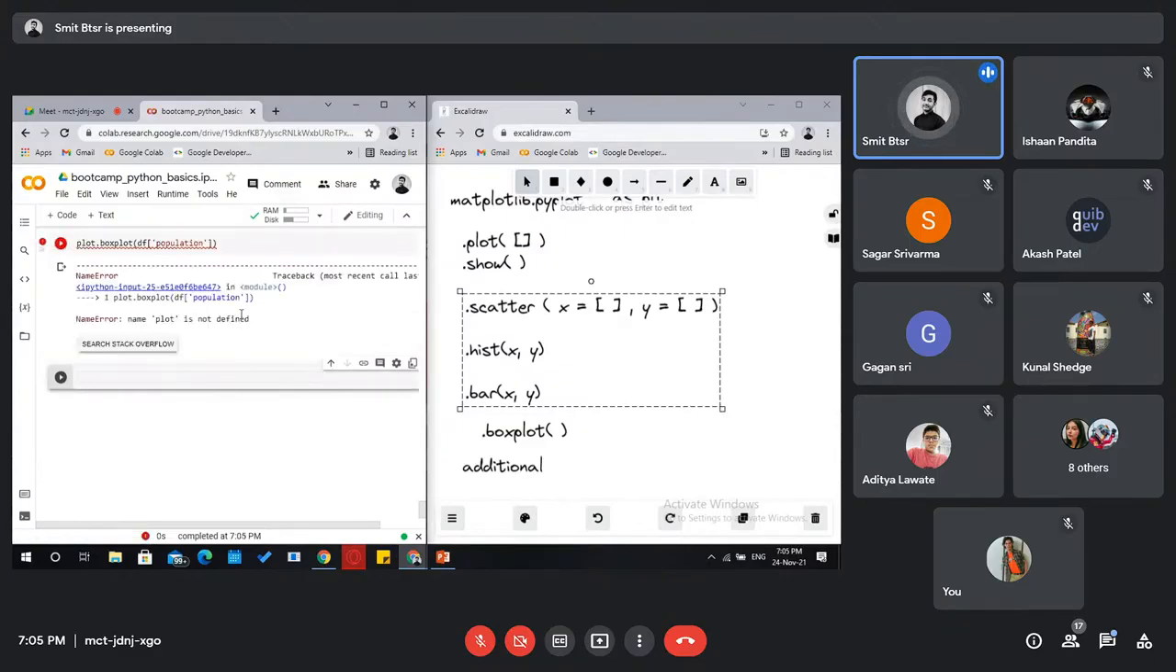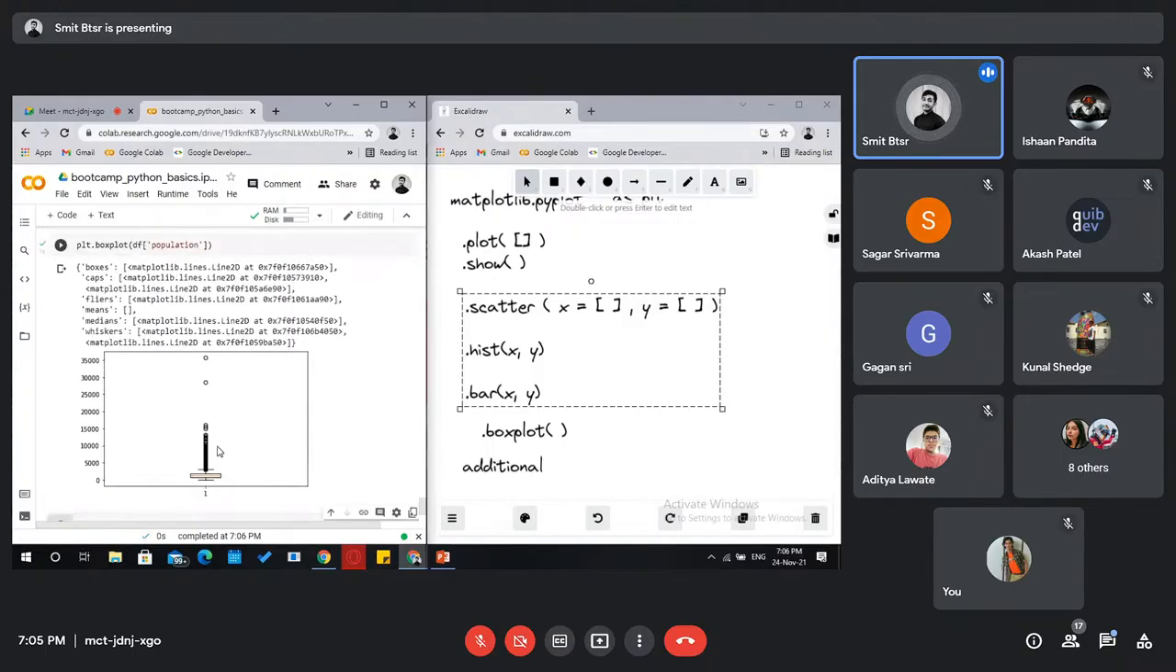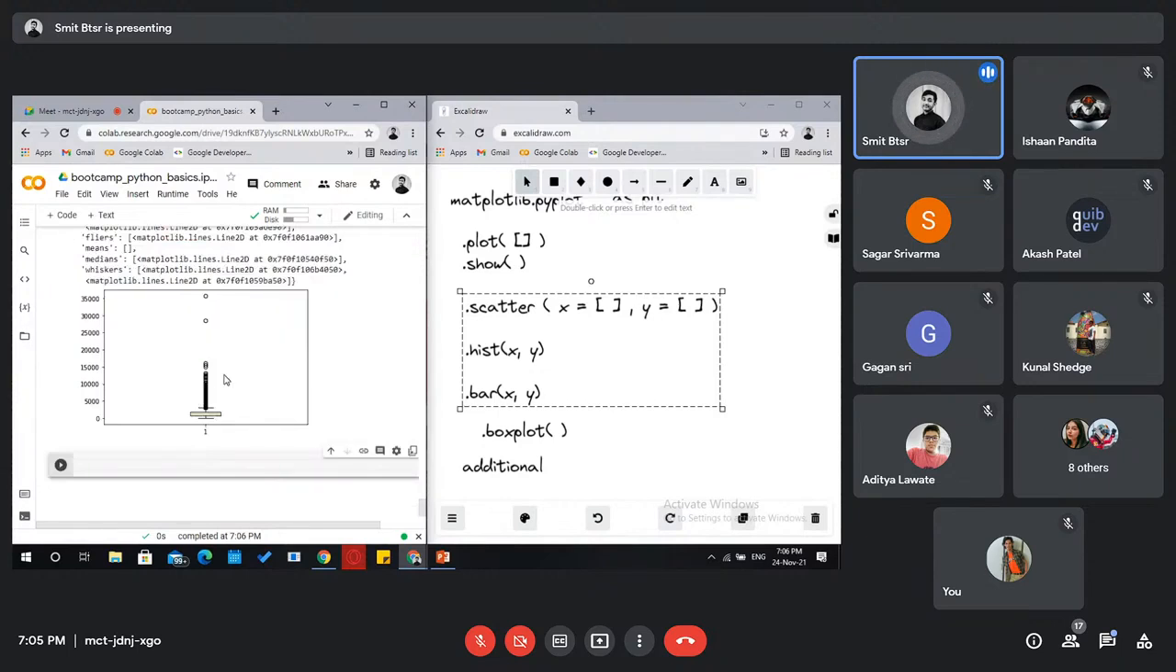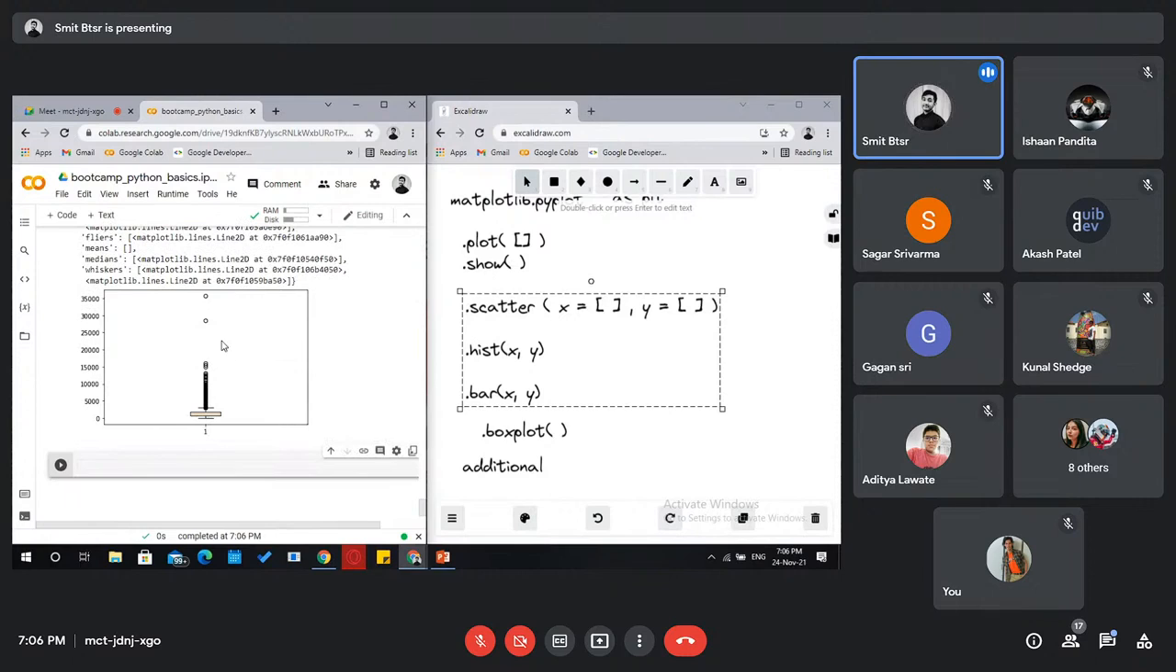Okay. So here the name is not defined. Actually, we have to use plt. And what this is giving us, actually it's not visible properly, but it is telling us the distribution, like how these single values are distributed. Let's use our own list.